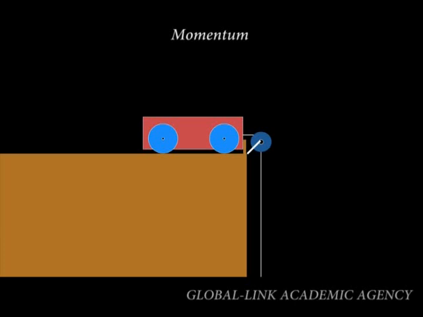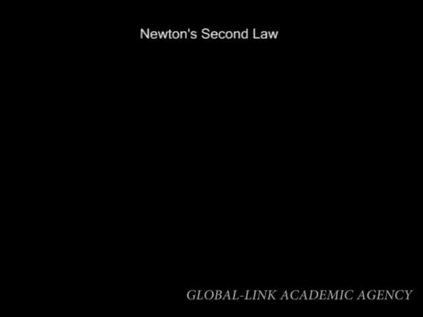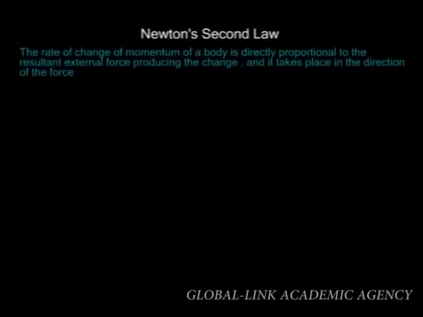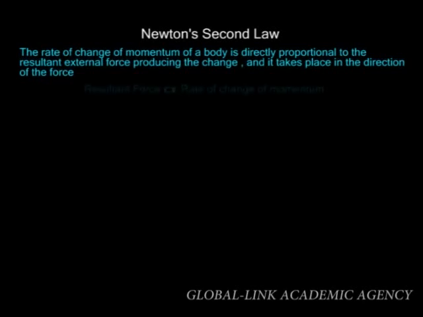And this is the basis of Newton's second law of motion. Newton's second law of motion states that the rate of change of momentum of a body is directly proportional to the resultant external force producing the change and takes place in the direction of the force. Thus, the resultant force acting is proportional to the rate of change of momentum. If the forces acting on the body are in equilibrium, that is balanced, then the resultant force acting on the body is zero, and hence there would be no change in momentum. This implies that the body under this condition will continue in its state of rest or uniform motion in a straight line, according to Newton's first law.